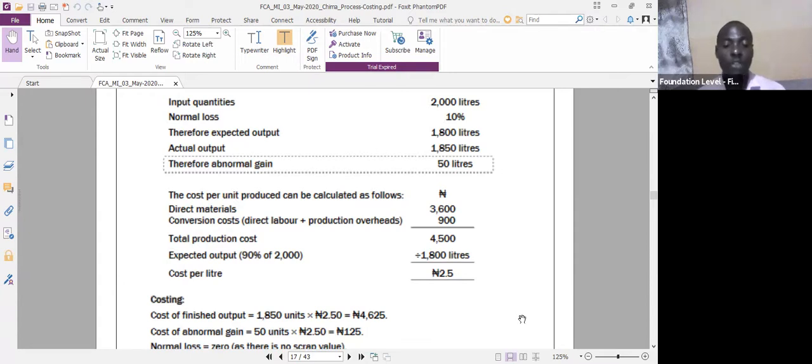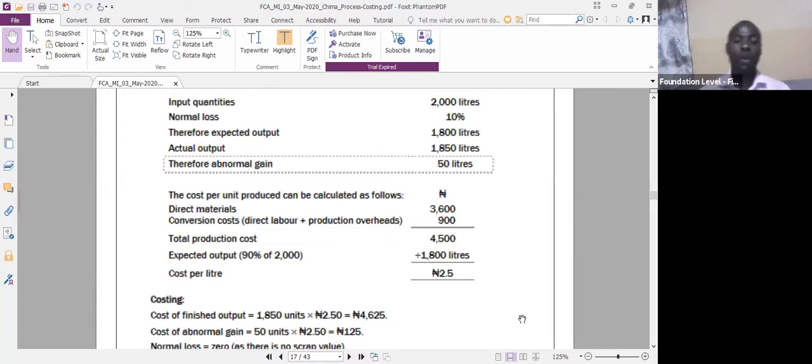Okay, so 1,850 multiplied by the price for good output, which is 2.5 naira per liter. You multiply the two, you're having 4,625 as your output finished product.